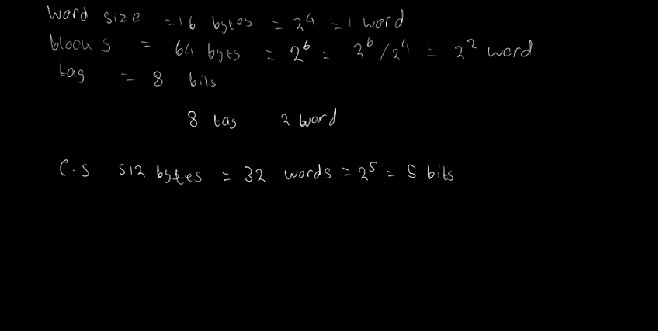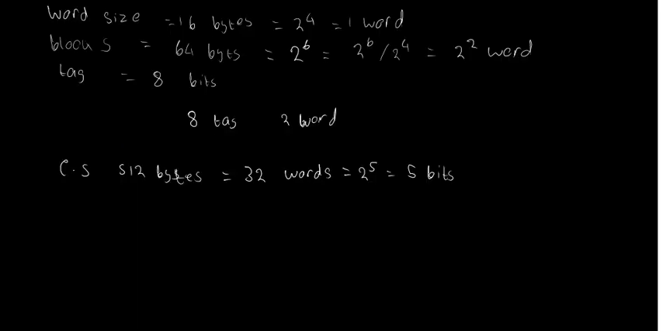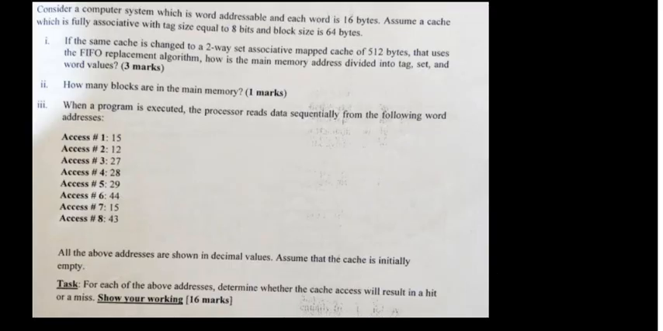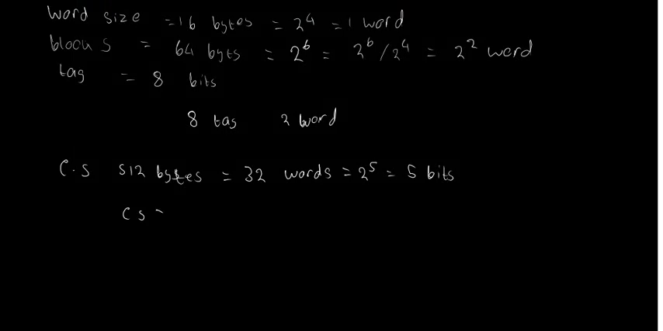Firstly, we're going to say our cache size. Because what we want to calculate here, the first part of the question, is how this memory is split into tag, set, and then word values. So we know that first of all it's a two-way set associative cache map. So our cache size is equal to k times 2 to the power d plus w, d being our set bits, w being our block, and k being our mapping. So you have 2 to the power 5 being the size of our cache.